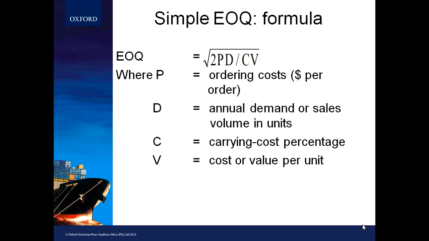Now this formula, economic order quantity, is the square root of 2PD divided by CV, where P is the ordering cost in dollars per order, D is annual demand or sales volume in units, C is the carrying cost, and V is the cost or value per unit. If you do this calculation, you will get the economic order quantity.